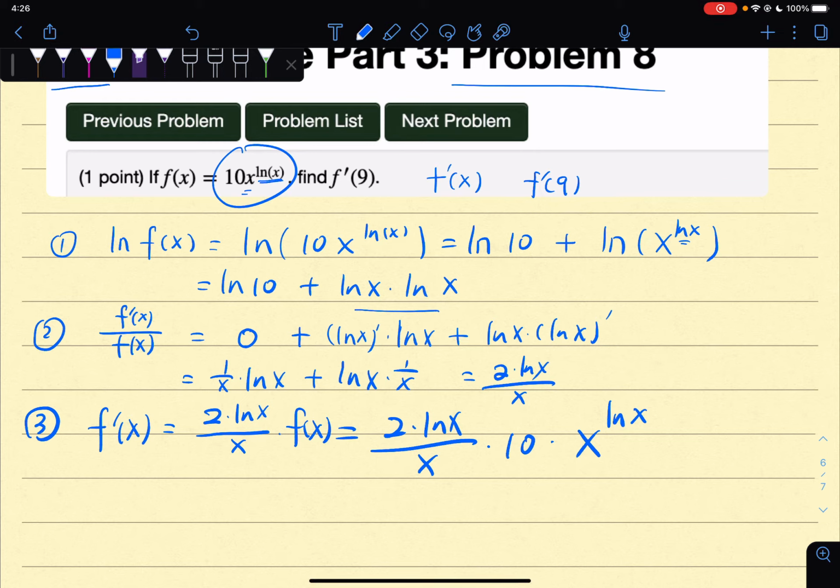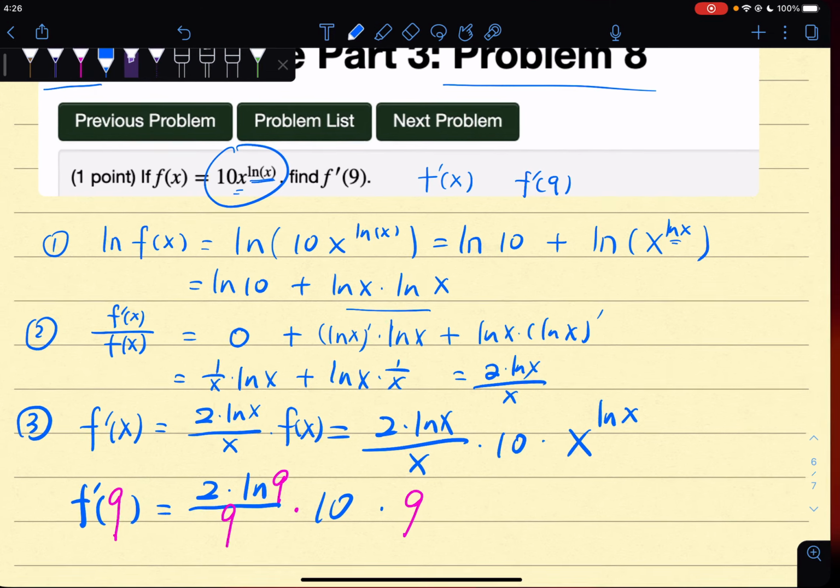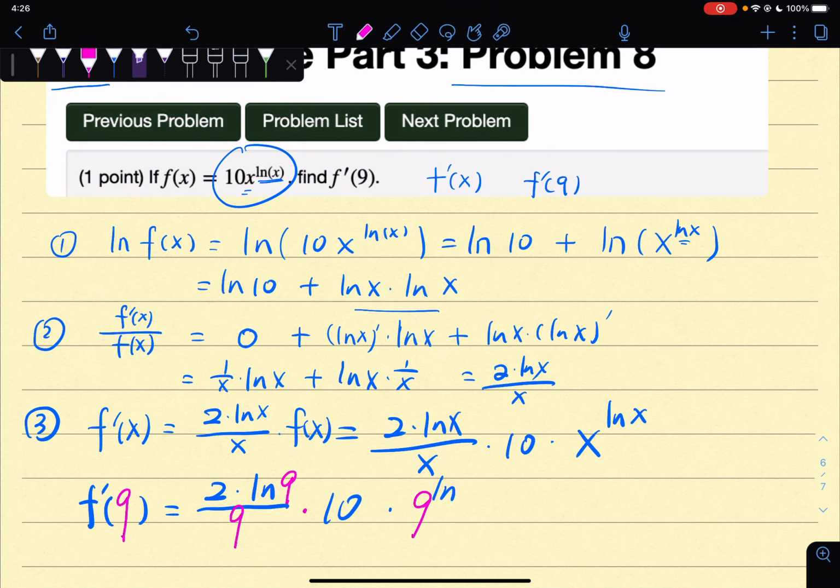So what you're going to do is evaluate your function at the point 9. That is to say you end up with twice ln of 9, divided by 9, and then multiply by your 10, and then multiply by your 9 to the power of ln of 9.